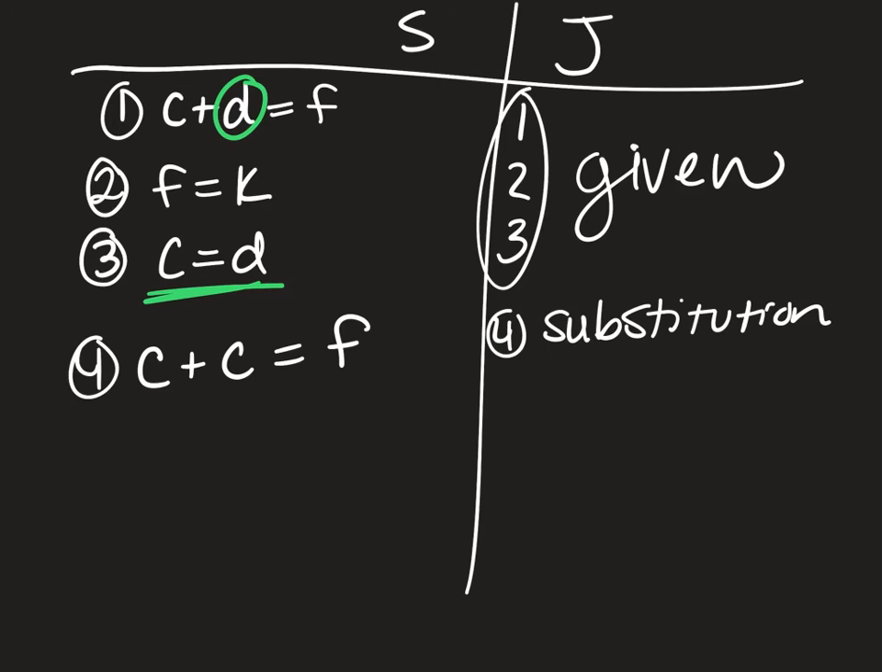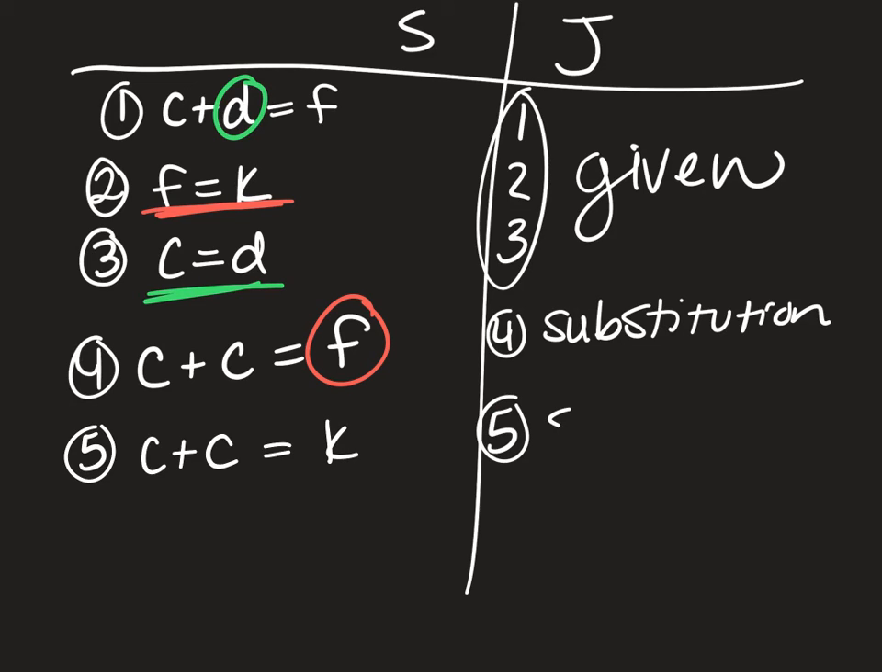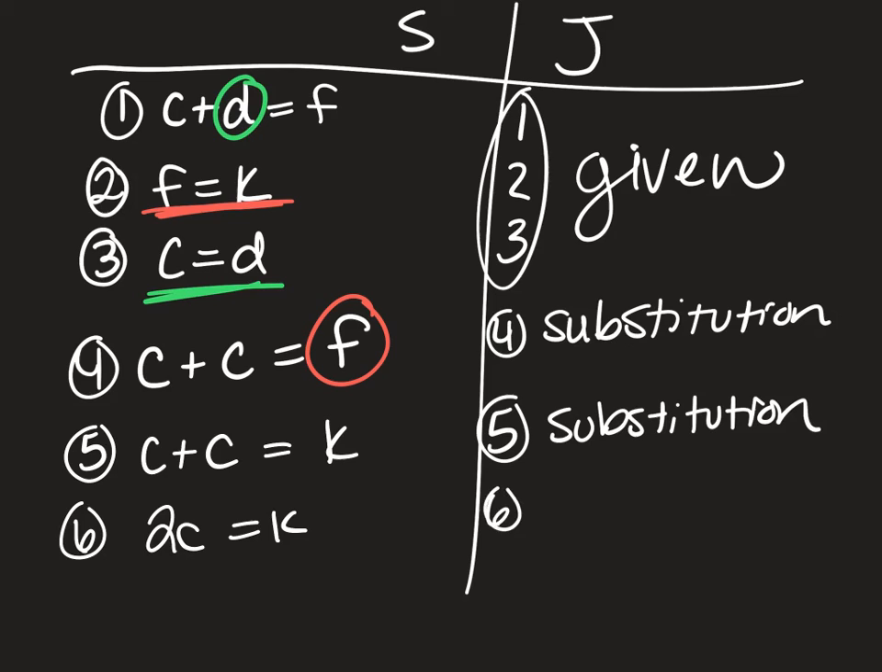All right, and so then we're going to substitute again. We need to make the F into a K. So we have C plus C equals K. If you did it in one step, that's fine. Then you're going to simplify that left side. We're going to add 1C plus 1C to get 2C. And then you use the symmetric property, and that allows us to do what? Switch it.